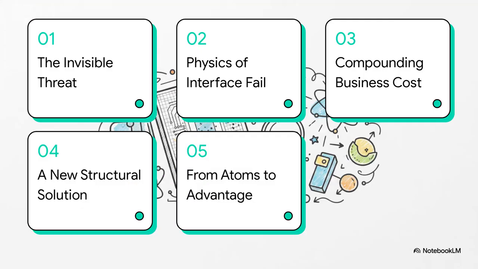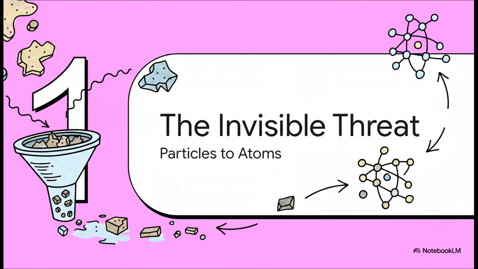All right, so here's how we're going to break this down. We'll start with this invisible threat, then get into the nitty-gritty physics of how it causes failures, and of course, the very real business costs. After that, we'll get into a totally new way to solve this, a structural solution, and check out the real-world bottom-line advantages it brings.